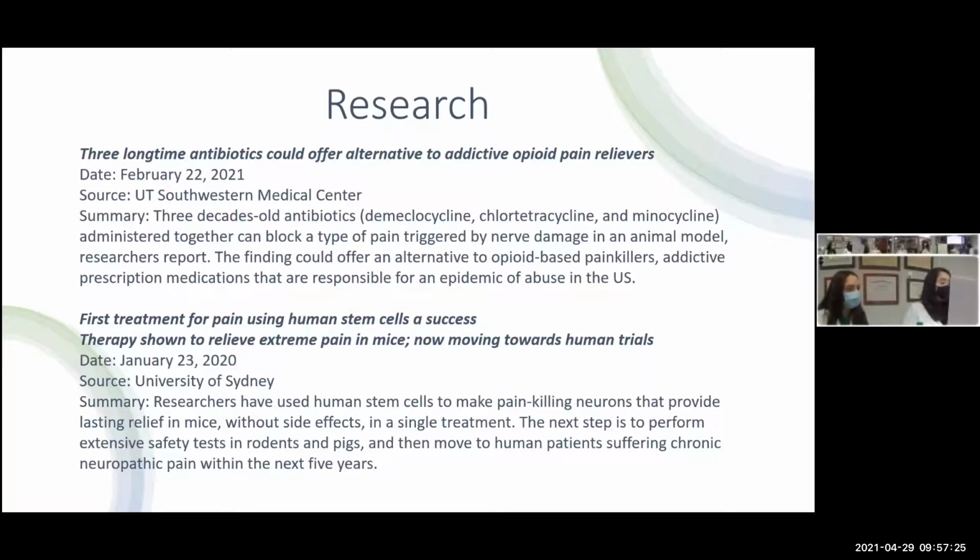And then another one was the stem cells. They're using stem cells to make pain-killing neurons. Basically, they found that when they inject these stem cells, they're able to migrate to the site of the nerve injury and heal the nerves, and also deliver some neurotrophic proteins to those nerves. So that's 2 exciting things.